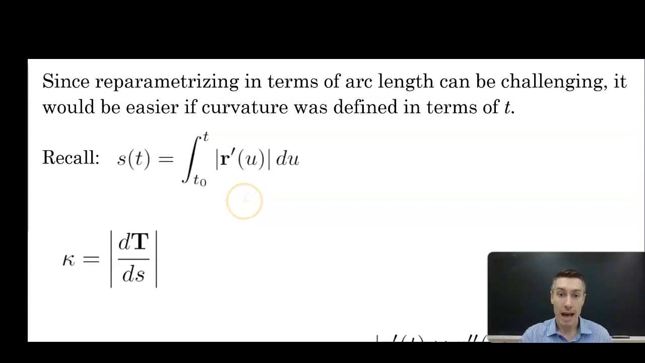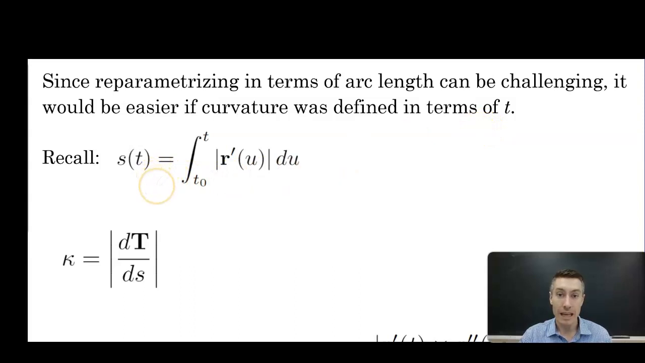Then we'd have to use that to get t in terms of s, and plug that back into the vector function. Now you have the vector function in terms of s. Then you would find your unit tangent and proceed on. That's quite a number of steps to get to that point. So our goal is, can we take this definition and instead define it in terms of t?